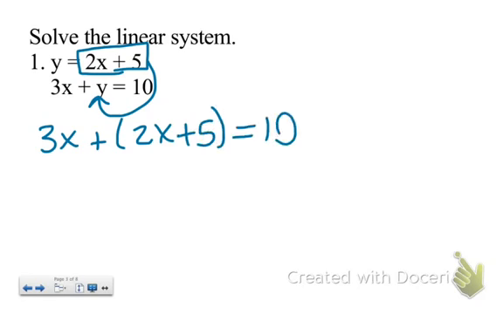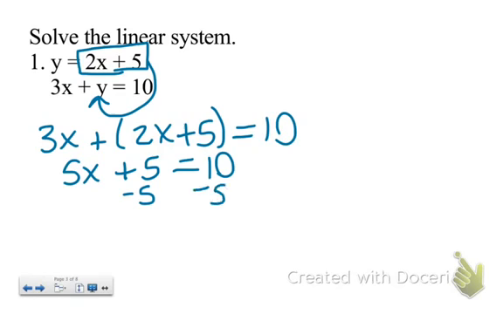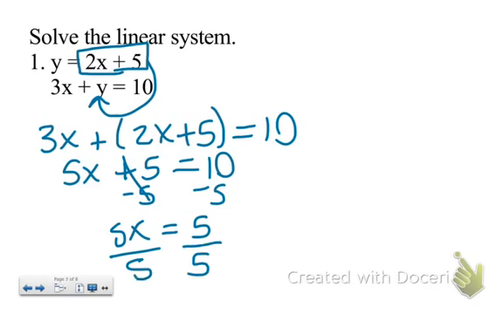And now it's just like when we used to solve equations. We have to combine like terms first. So 3x plus 2x is 5x plus 5 equals 10. And now to get x by itself, I need to subtract 5 from both sides. 5x equals 5, divided by 5, and x equals 1.